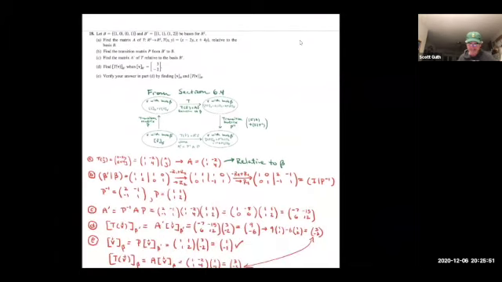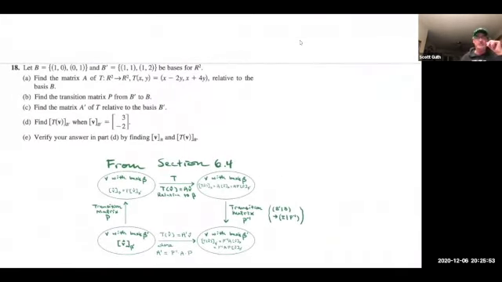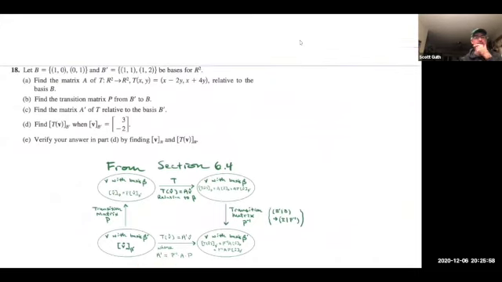This one is another one with a change of basis, but this is straight from section 6.4. We've got B here as the standard basis, 1, 0, and 0, 1, but B prime is 1, 1, 1, 2. Both of these are bases for R2. Now I need to find the matrix A for this transformation from R2 into R2. The transformation is x minus 2y, comma, x plus 4y.